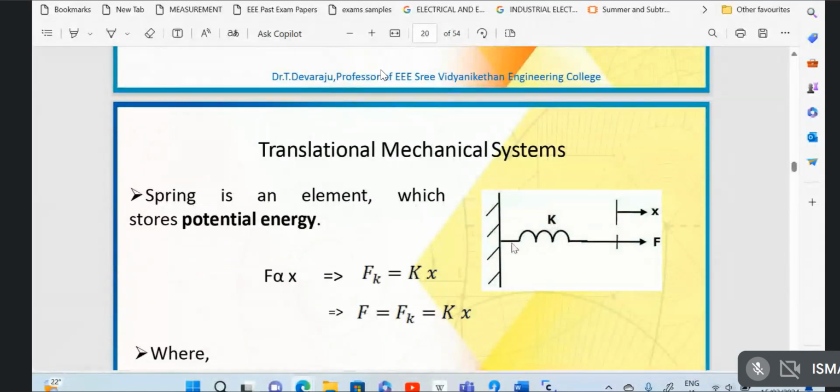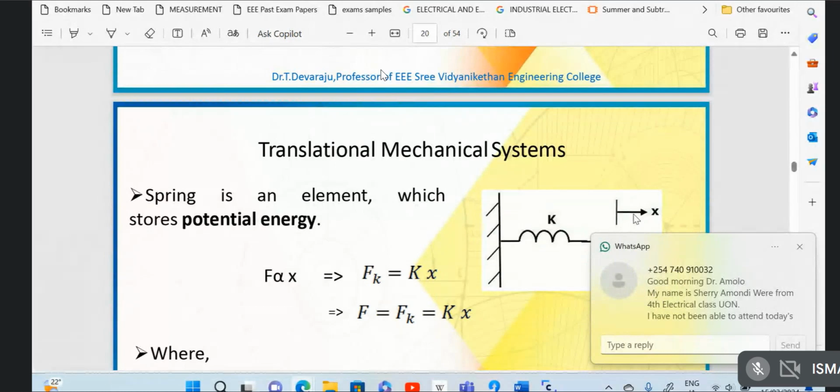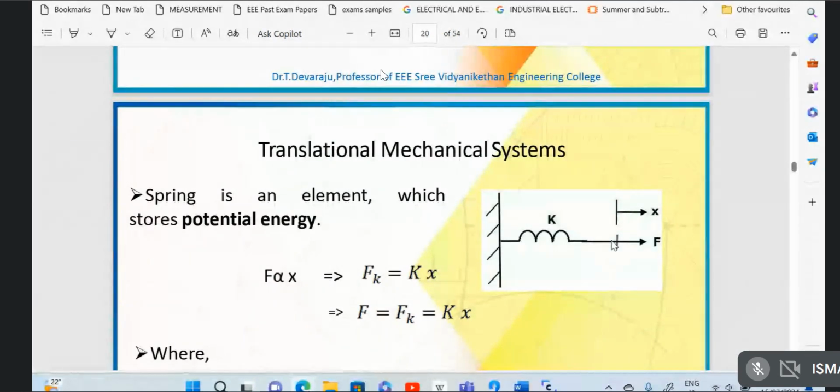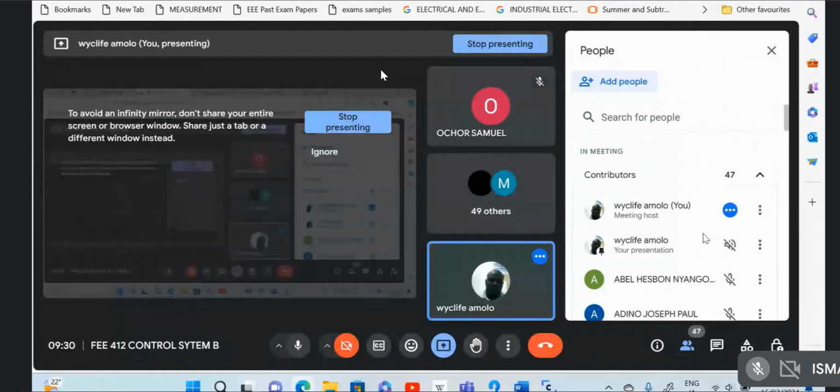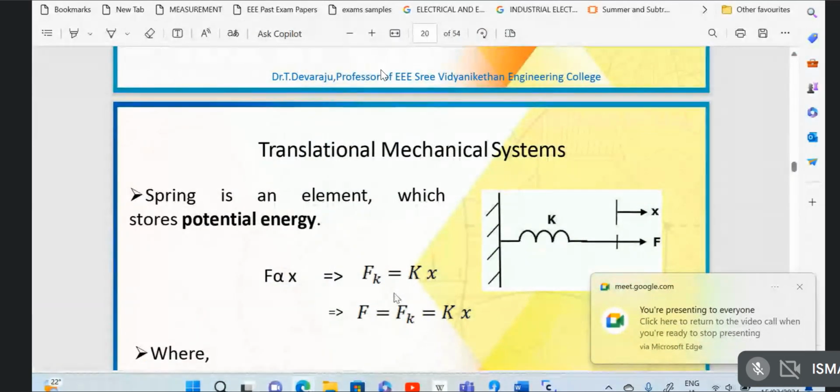So let's talk about the spring itself, with the force acting on it and moving. Fingers of work want to join, but not really. Yes. Sorry.